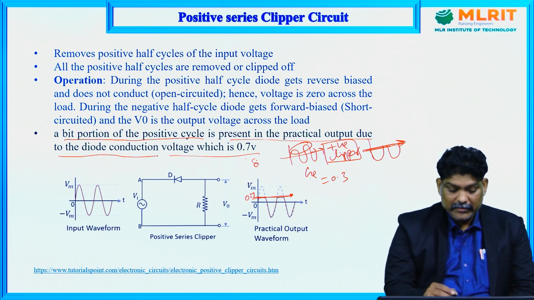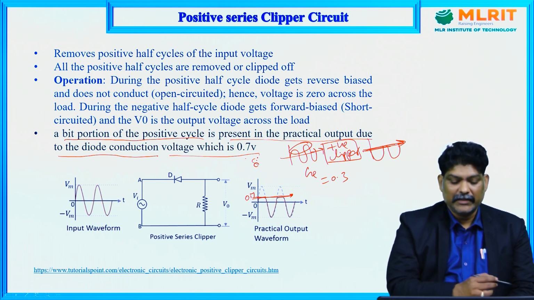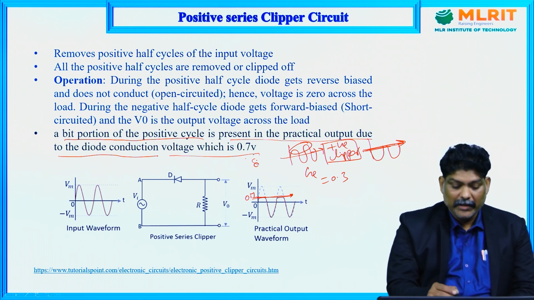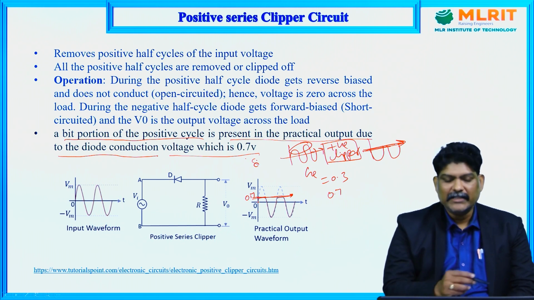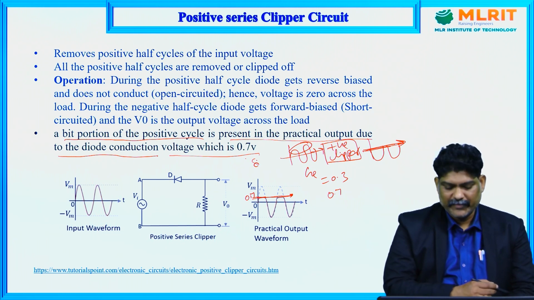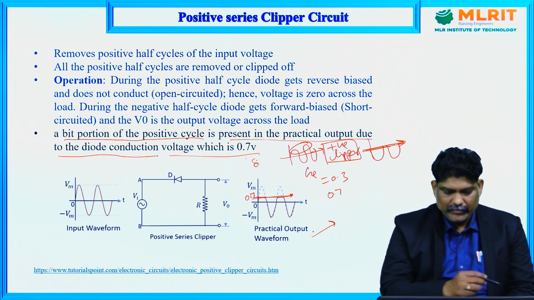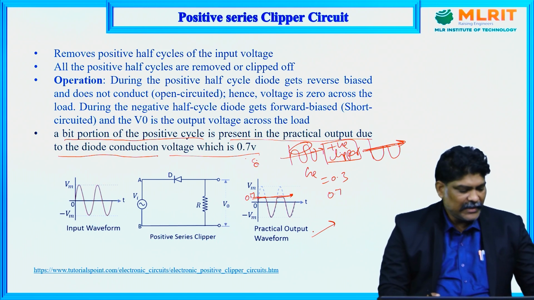But practically, the silicon element has 0.7 volts conducting voltage, or cut-in voltage, or reference voltage. So that will be present in the output portion. Okay, so this is about the positive series clipper. Let us see the next one.